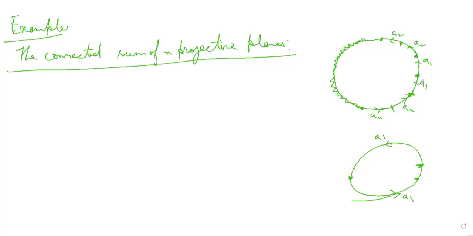So we can break it into two n sides. We can take a two n-gon, the polygon having two n sides. Then this A1 we can identify with this. This one we can identify with this.